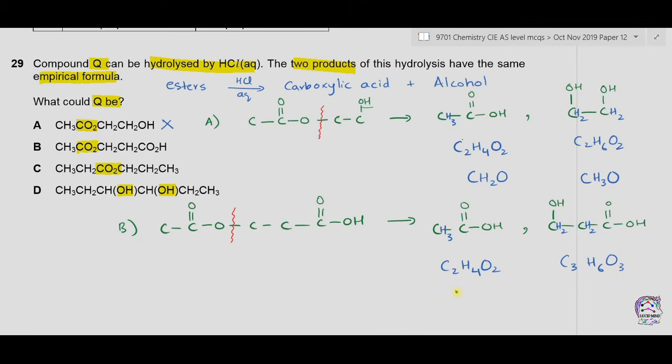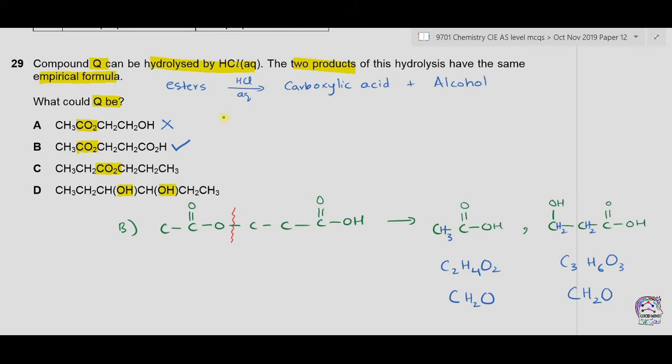Let's find the empirical formula for C2H4O2. The simplified version will be CH2O. For C3H6O3, the simplified version will be CH2O. As we can see that the empirical formula is the same for both the products, so therefore B could be the possible option. Let's look at part C.